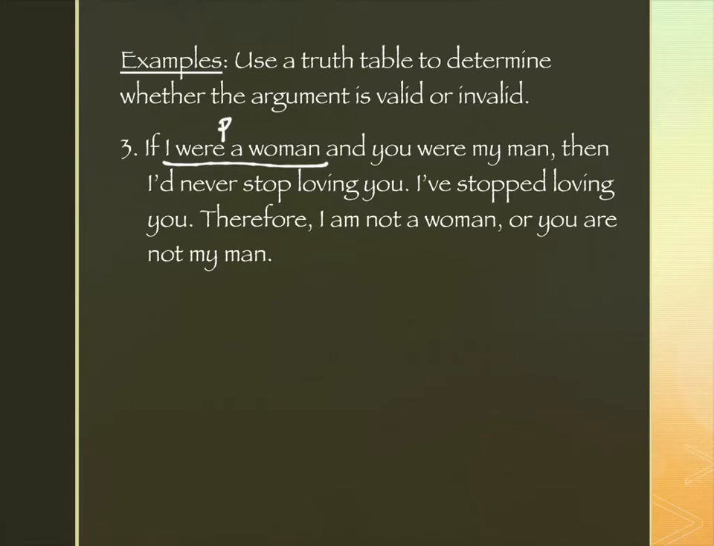What's another statement that you see? You were my man. We'll call that one Q. There's one more statement. Never stop loving you. Yeah, I'd never stop loving you, and that will be statement R. Now we see them show up again in the next two sentences. So as we see them show up again, we'll use them. But let's do this sentence in symbolic form first. It says, if I were a woman and you were my man, how might those two pieces be joined together?